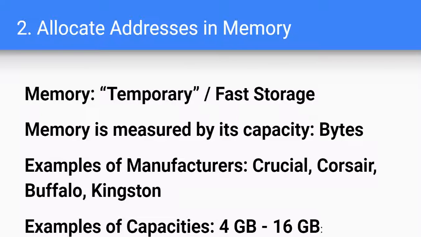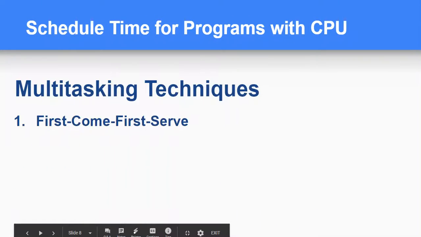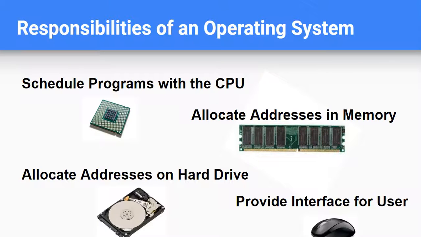Moving on, number two. If we start our demonstration earlier on this slide back here that said there's four responsibilities. We just talked about the CPU. We talked about how they schedule with round robin. We talked about the Intel and the AMD. Now let's look at memory.